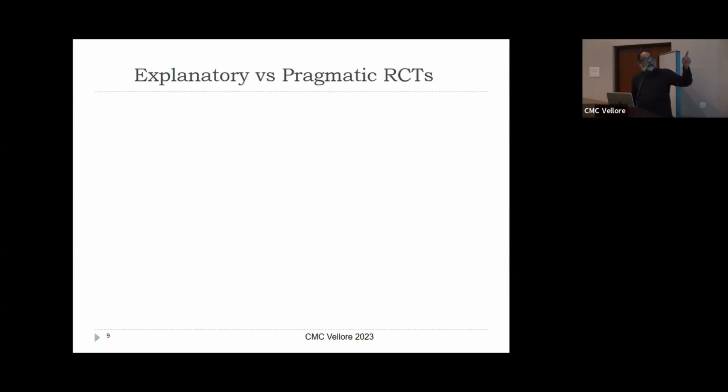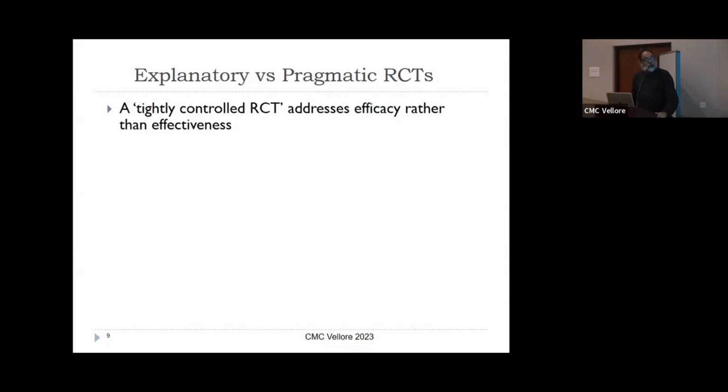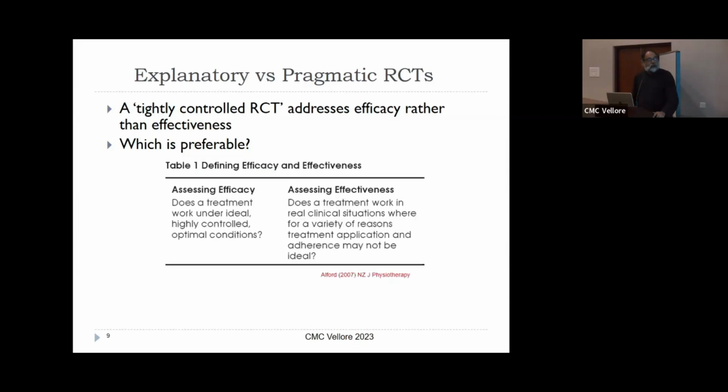So we're talking now today, recently, about pragmatic trials. A tightly controlled RCT addresses efficacy rather than effectiveness. It's when people follow exactly the protocol, do you get this to work or not? And what is preferable? Usually, we would like it to apply to more people. So we want it to be effective, even if it's not in the ideal situation. So efficacy is, does a treatment work under ideal, highly controlled, optimal conditions?